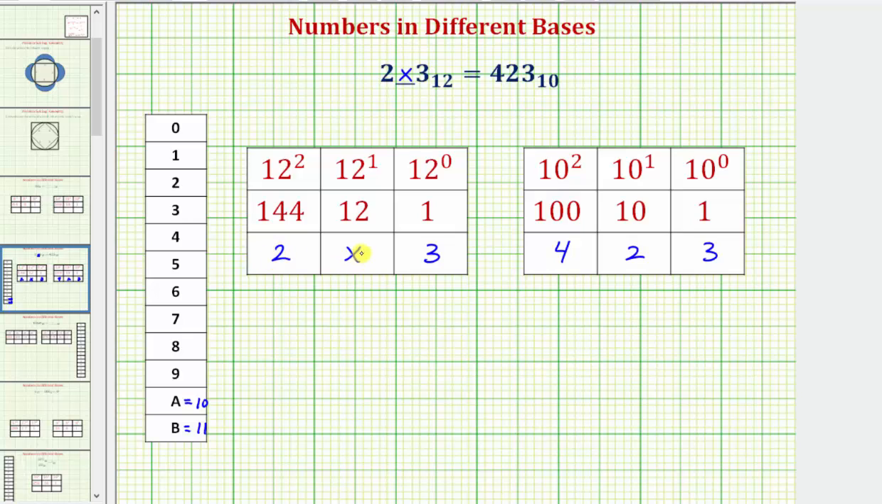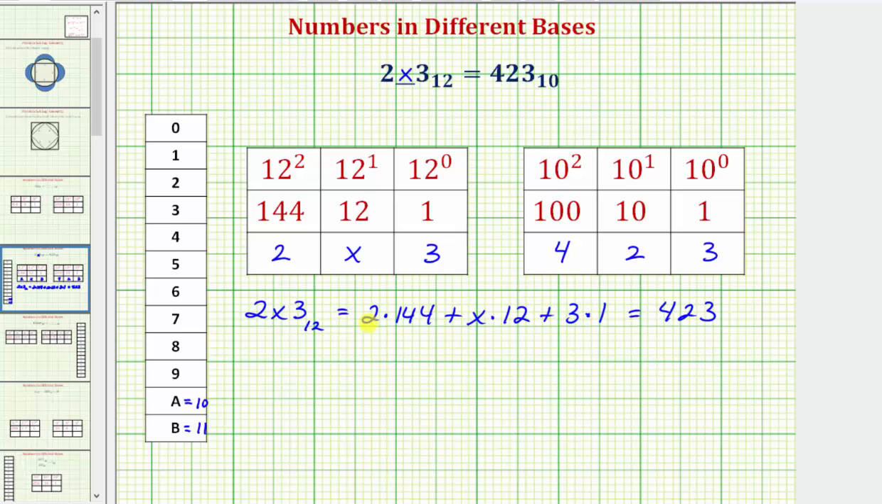And now to find the digit in the 12's place value, we'll convert this number in base 12 to base 10. So 2x3 in base 12 would be equal to 2 times 144 plus x times 12 plus 3 times 1. So this is the value of this number in base 10, and we want this to be equal to 423 base 10. So now if we solve this equation for x, we'll know the digit that belongs in the 12's place value so that these two numbers are equal to each other.